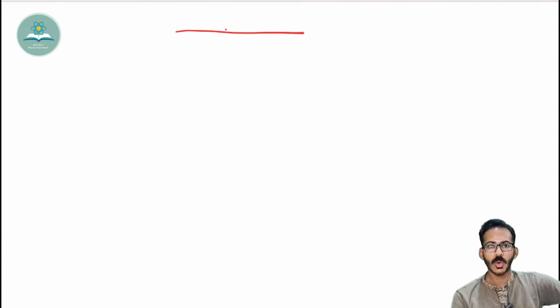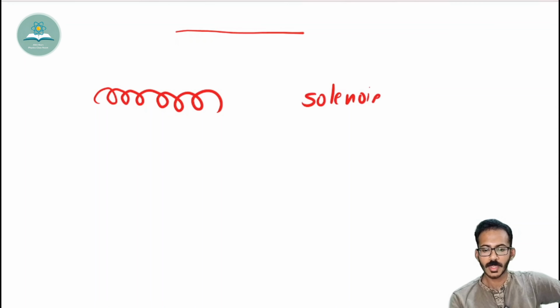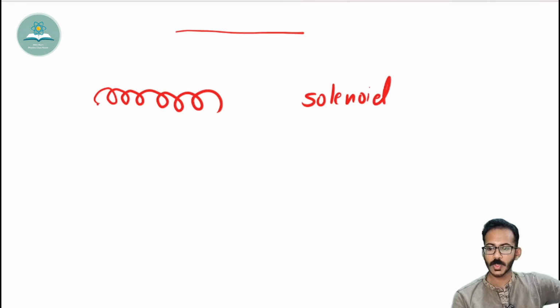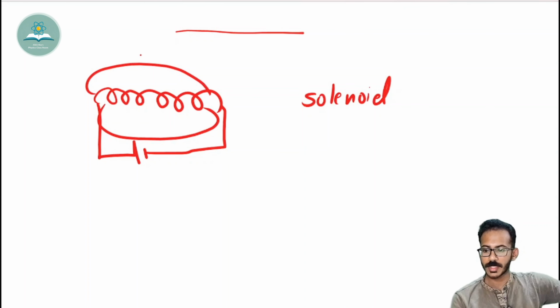Now let's take a long insulated copper wire and we will make a cylindrical shape out of it like this. This is called a solenoid. Solenoid is very special to us because when we connect the solenoid to a cell and when the current passes through it, the solenoid also behaves like a magnet. If we pour iron filings on top of it, we will be able to see a similar pattern that we see in the case of a bar magnet.